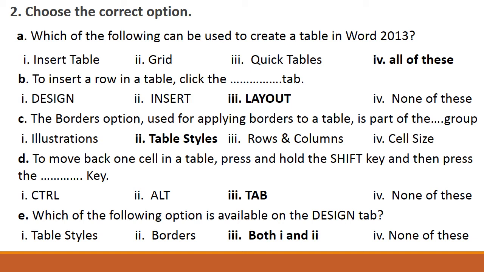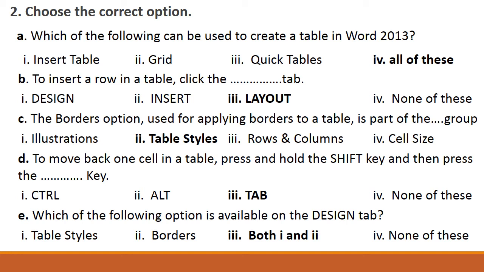The second one is: to insert a row in a table, click the dash tab. Design, Insert, Layout, none of these. And the correct option is Layout, the third one. The next statement is: the Borders option used for applying borders to a table is part of the dash group. Illustration, Table Styles, Rows and Column, Cell Size. And the second one is the correct option, Table Styles.